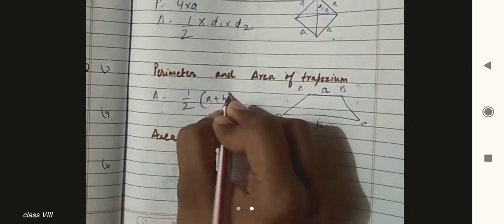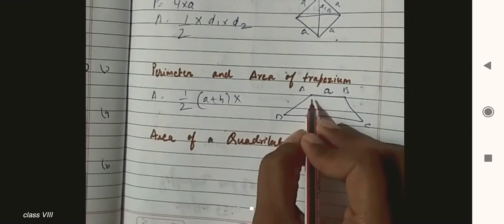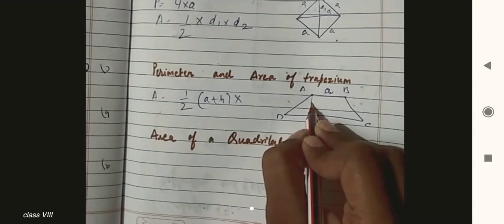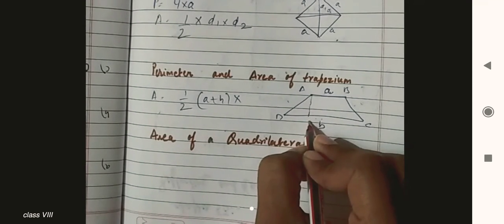Here area is half the sum of the parallel sides, here AB and CD. Let's consider them as A and B. Half the sum of the parallel sides into height. Height means the distance between the parallel sides. This is the distance between the parallel sides. Don't consider this as height, because height here is the distance between the parallel sides. So half into A plus B into height. Like this you will find the area of a trapezium.